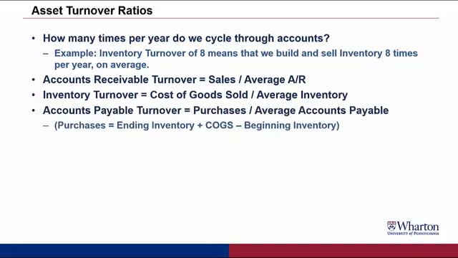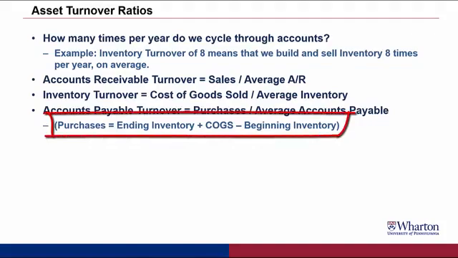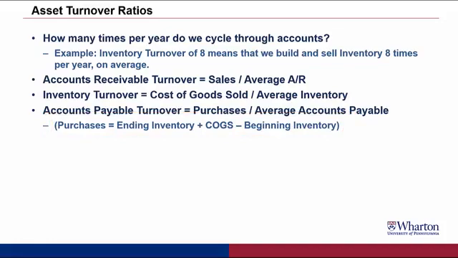Accounts payable turnover is purchases over average accounts payable. Purchases are the amount of inventory that we add during the year, either through manufacturing or buying the inventory. And that can be calculated using this equation here: ending inventory plus cost of goods sold minus beginning inventory. What this tells us is how many times during the year we create an accounts payable because we got something from a supplier and then eventually pay it off.